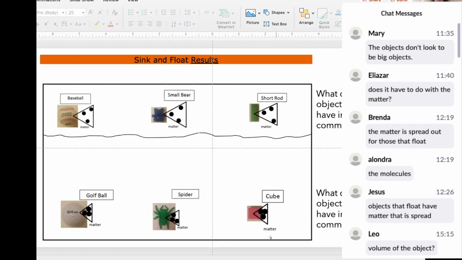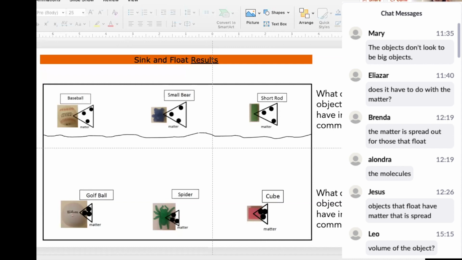Let's see if you can figure it out. What do all the objects that floated have in common? What do all the ones that sank have in common? Matter is going to be really important for this. Like matter says, it takes up space, right? Yes. I think that was Jesus who was just talking. And yes, it does have to do with the space.